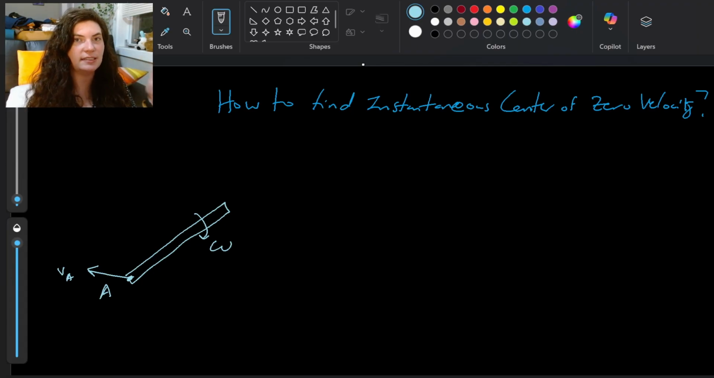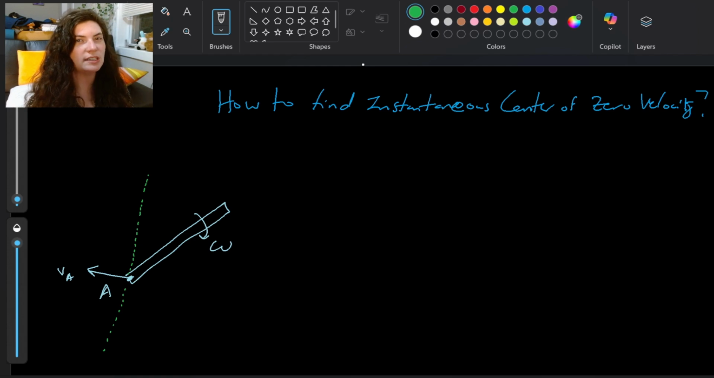So to find that IC point, it's always going to be perpendicular to that velocity. So if we've got a velocity here, the point that we're interested in is going to be perpendicular to this velocity. This is a perpendicular line that we're going to use to find it. And then the direction of omega is going to tell you whether we are in this above area or in that below area for that vector.